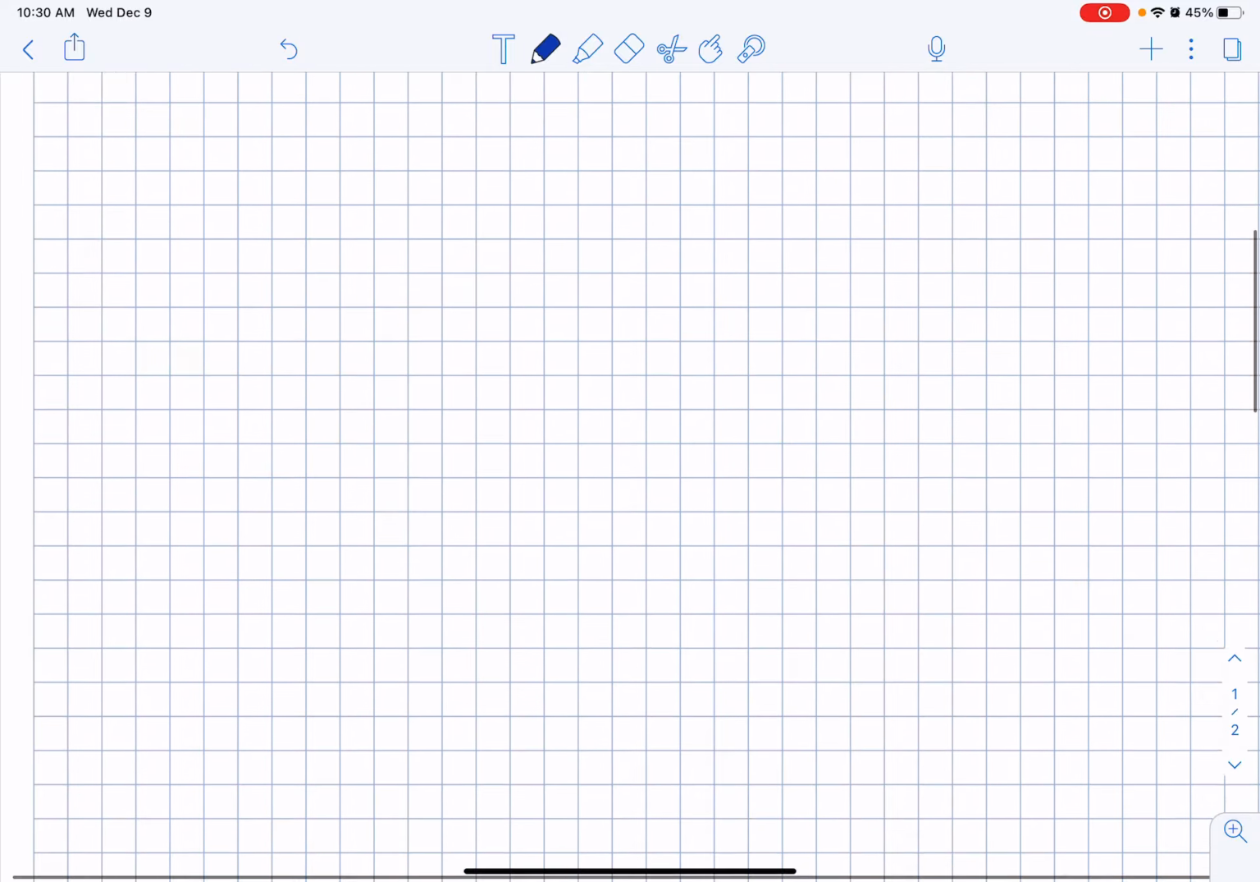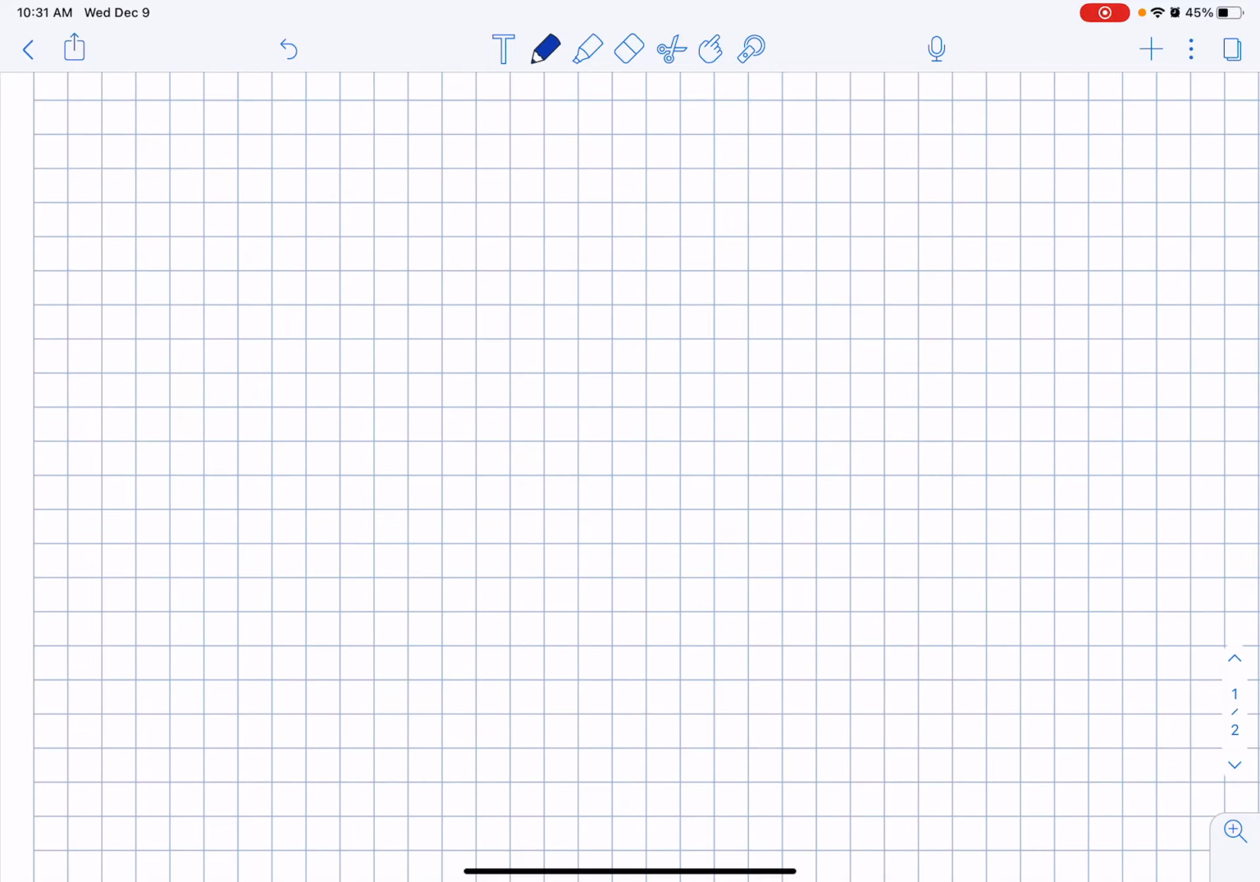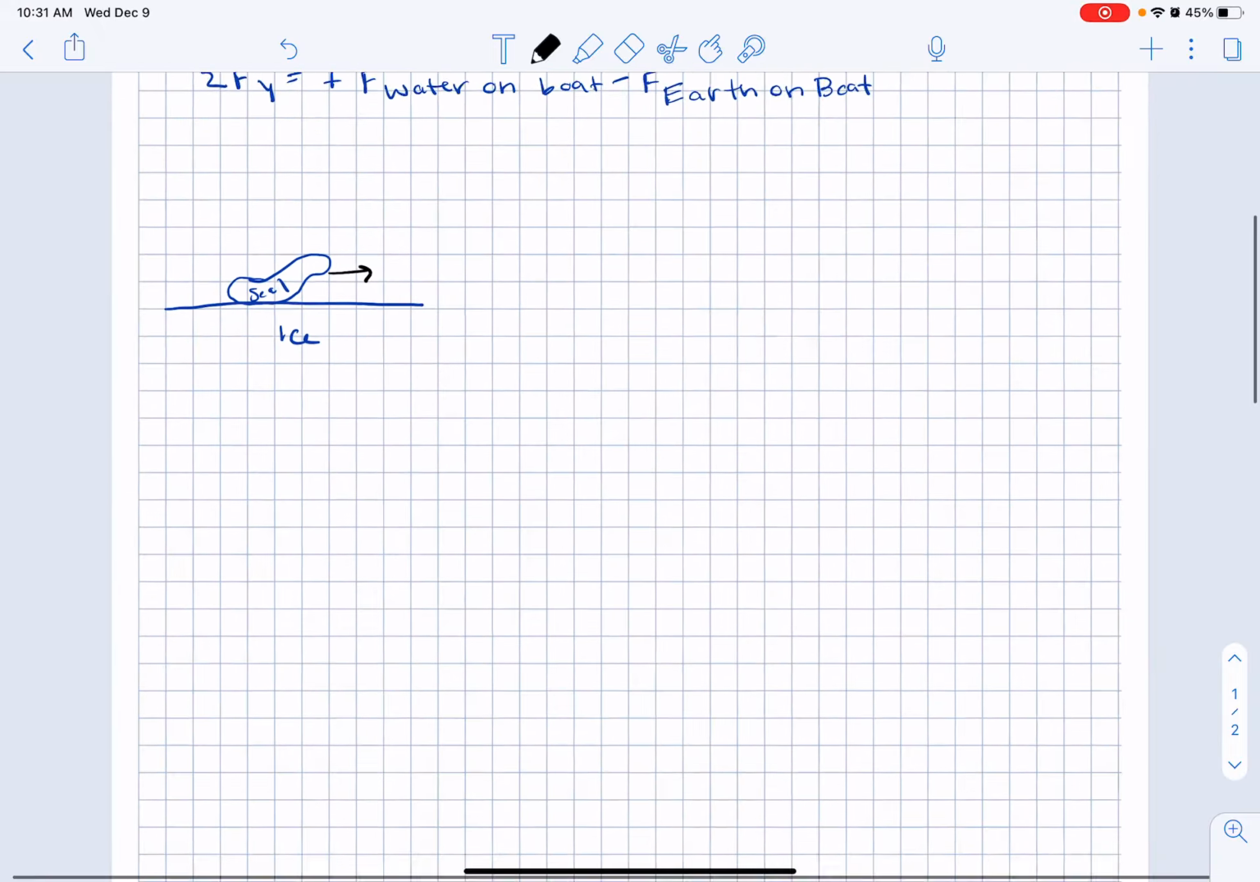All right, let's try another example. Let's imagine that we have a block of ice. This is ice. And we have a seal sliding across the ice. This is a seal. I cannot draw a seal very well, so this is as good as it gets. And he's sliding to the right across the ice. All right, let's start making our force diagram. Okay, so we have our sketch.